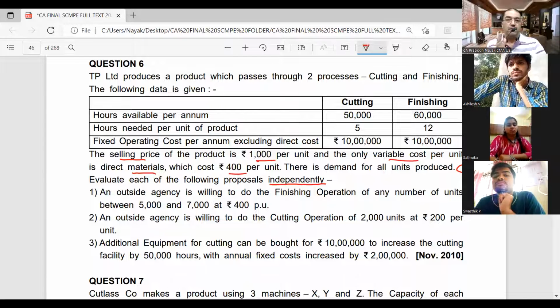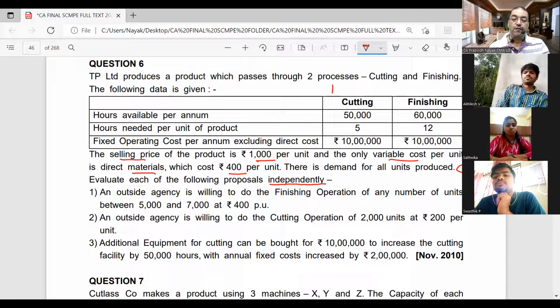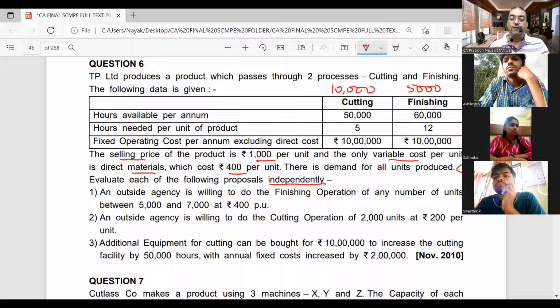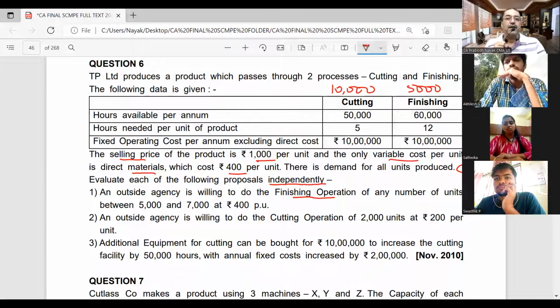Finishing operation. Limitation is there on the finishing operation. And the finishing operation has a limitation of only 5,000 units, whereas cutting can do 10,000 units. So cutting process has got a capacity of 10,000. Finishing has got a capacity of only 5,000. Okay. Now what they are saying is that outside agency is willing to do finishing operation of any number of units between 5,000 and 7,000 at 400 per unit respectively. Can I accept that or can I not accept that?